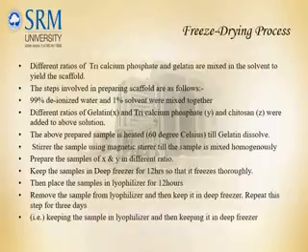Freeze-dry method. Different ratios of tricalcium phosphate and gelatin are mixed in the solvent to yield the scaffold. The steps involved in preparing the scaffold are as follows. 99% deionized water and 1% solvent were mixed together. Different ratios of gelatin, tricalcium phosphate, and chitosan were added to the above solution. The prepared sample is heated at 60 degrees Celsius till the gelatin dissolves. Stir the sample using a magnetic stirrer till the sample is mixed homogeneously.